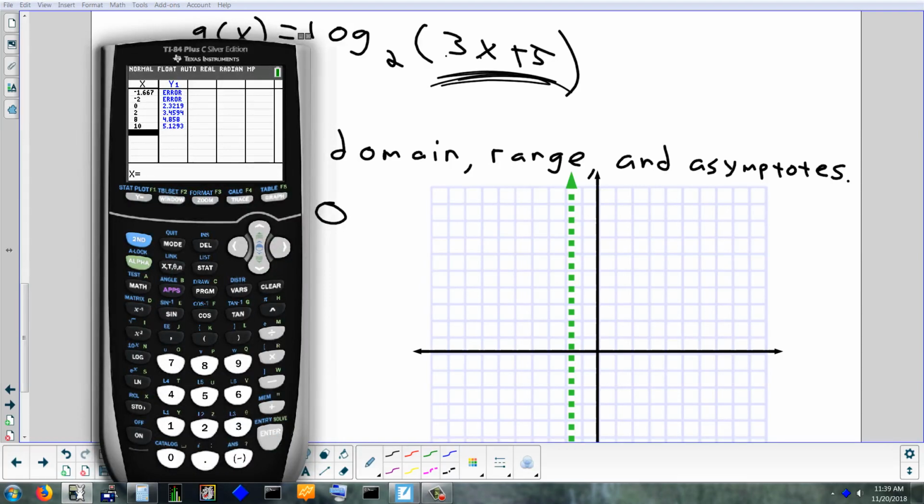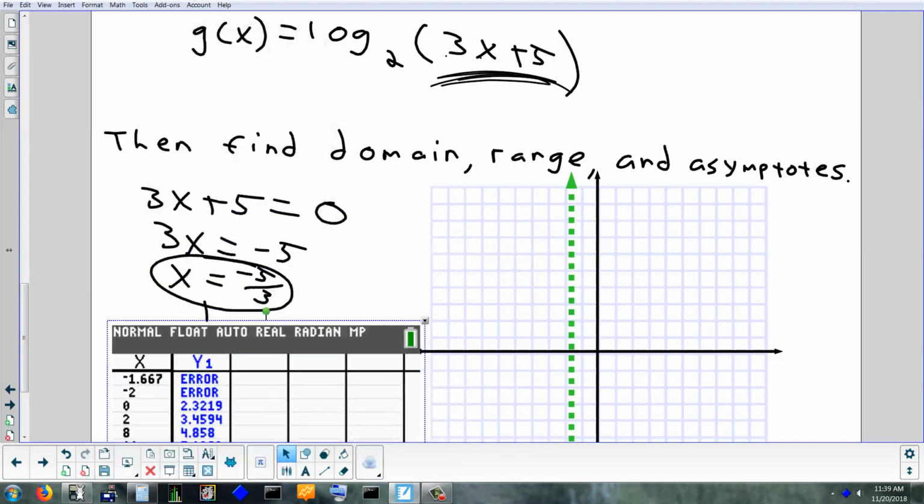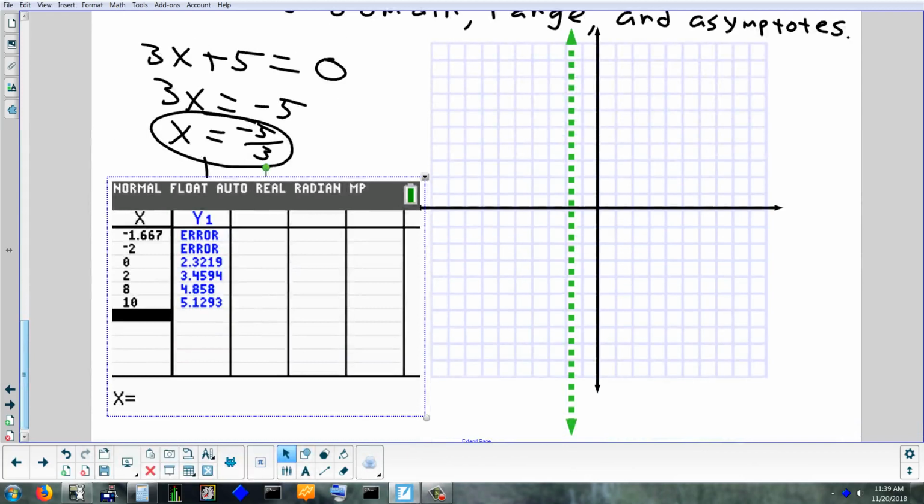So I'm going to graph those 4 points, and that should give me a pretty good idea of what this looks like. So at 0, we're at about 2.3, about right there. At 2, it's about 3.5. At 8, a little less than 5, so about right there. And at 10, just a little bit above 5.